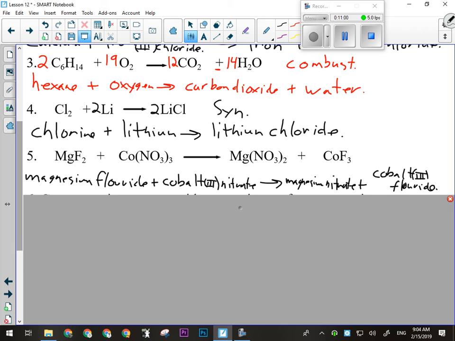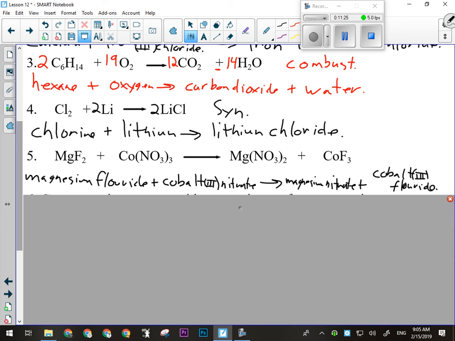Just as a point of reference, if cobalt is a 3 on the reactant side, it's automatically a 3 on the product side. We're not going to switch from one type of cobalt to another from the reactants to the products. It'll always be the same kind. Same with any of them. What kind of reaction is this? It's a double replacement. They're all ionic compounds. So this is a double replacement reaction.